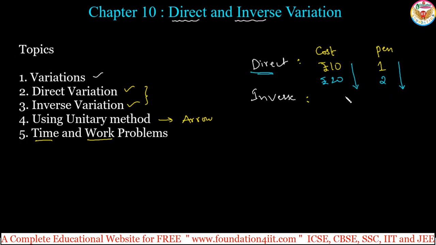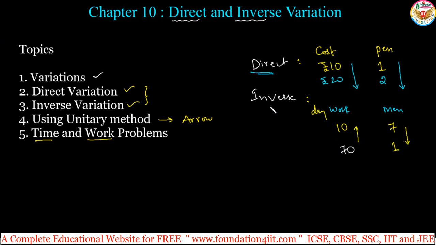And inverse variation is the opposite. One quantity is increased, the other quantity must be decreased. For example, work done by some people, the number of men and the work. Let us say 7 men can do one work in 10 days. If we take only one man, when the number of persons is reduced, the number of days to do this work must be more. It will take around 70 days. 7 men can do the work in 10 days, so only one person can do it in 70 days. So one quantity is reduced, the other quantity is increasing.